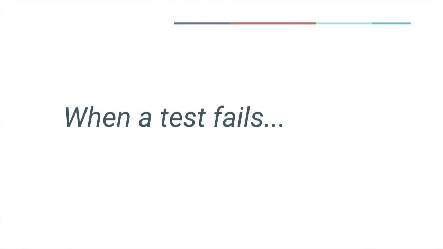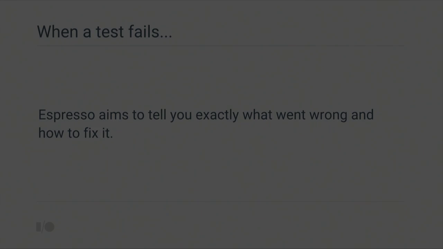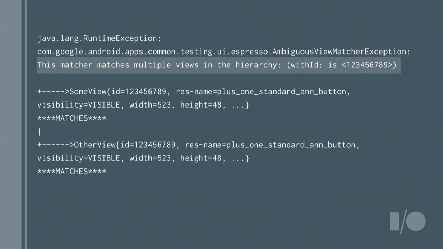And next, how to handle test failures. So your tests will fail sometimes, and it's obviously not intended, but maybe the test is wrong. Maybe you need to write it in some other way. The good thing is Espresso aims to tell you exactly what went wrong in the test and how to fix it. So we have really descriptive error messages.